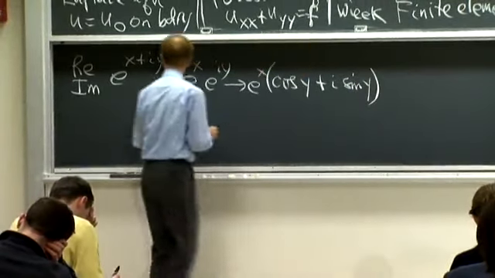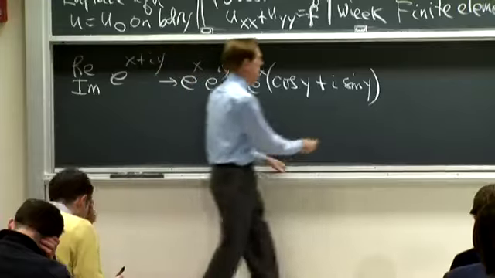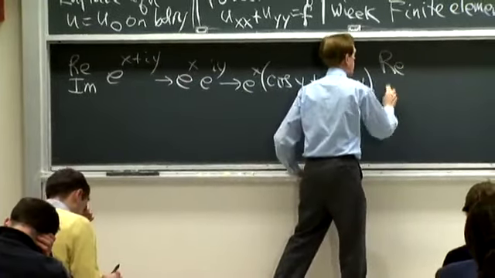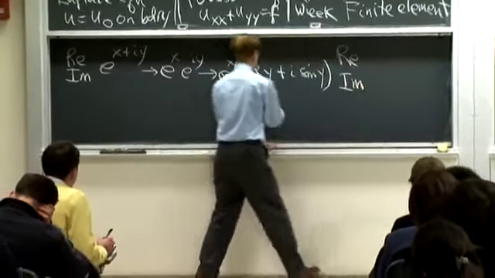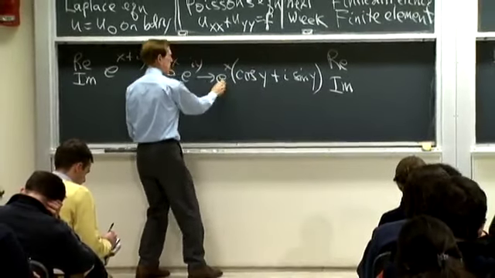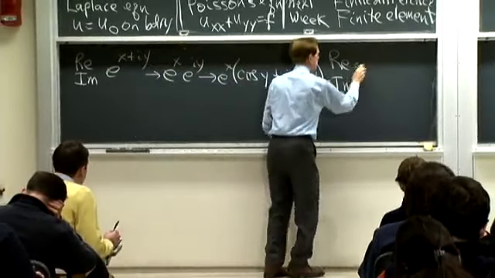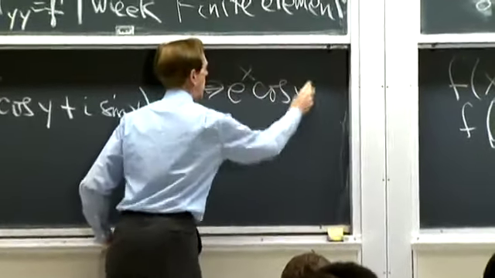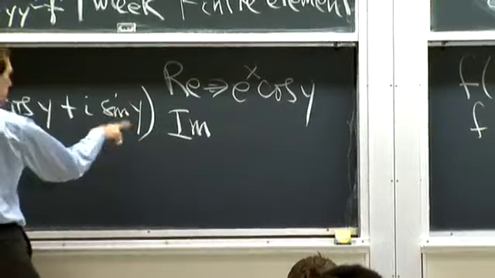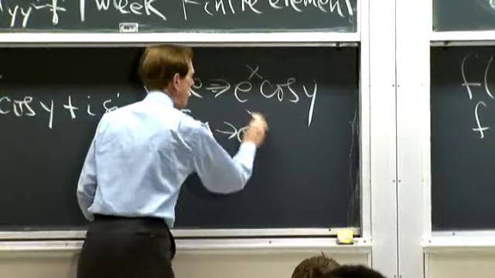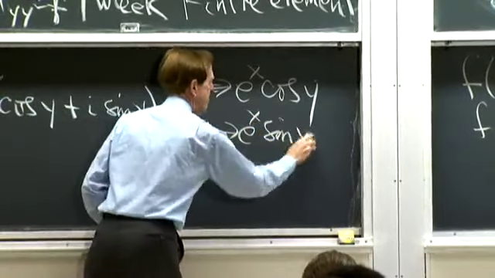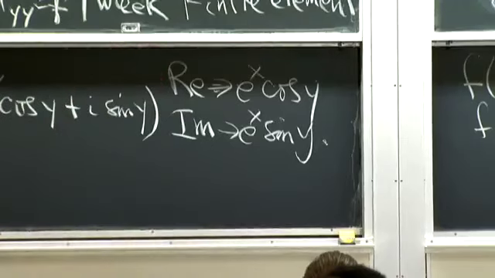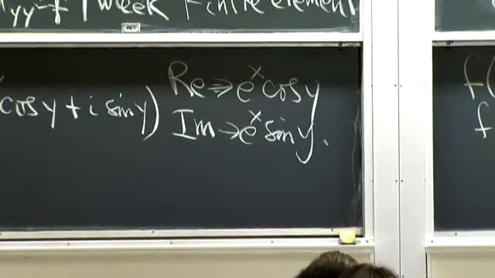So now I can see what the real part is, and I can see what the imaginary part is. The real part will be, that's real, and that's real. So this will give me e to the x cos y. And the imaginary part will be e to the x sine y. You see, and those will solve Laplace's equation.